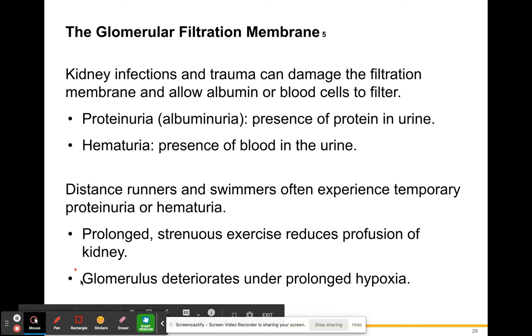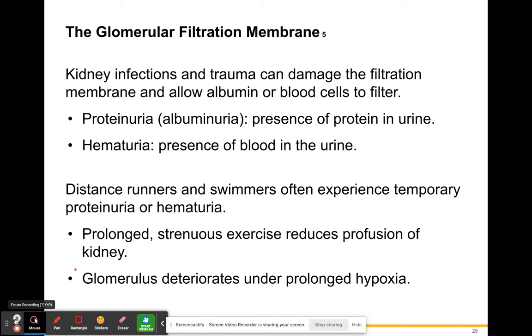Okay. So for example, albuminuria. Albuminuria is the presence of protein in your urine. That could be caused by trauma or damage to the membrane of the kidney. Hematuria is the presence of blood in your urine. This happens to boxers a lot. Boxers have a tendency to get hit in their backs near their kidneys, and that could cause hematuria.